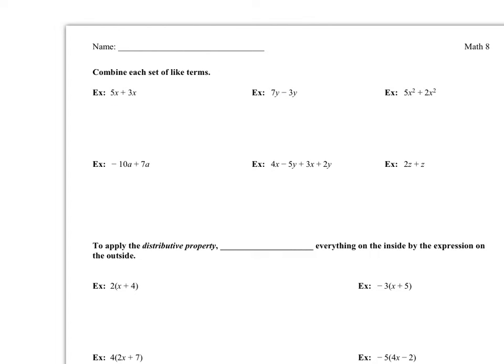So in this case we're going to do 5 plus 3 to get 8, and then we're going to keep our variables the same. In this one we're subtracting 7y minus 3y, so 7 minus 3 is 4, and we're going to keep our variable the same.